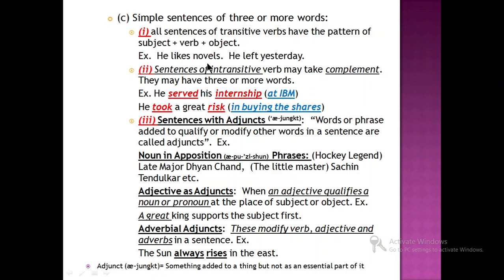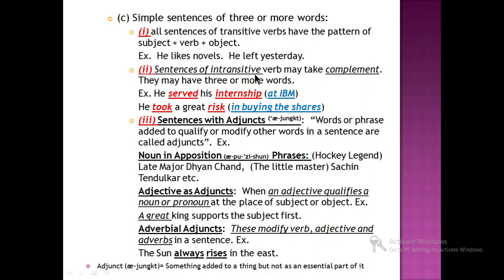He likes the novels. वो novels पसंद करता है. He left yesterday. उसने इसे कल छोड़ दिया. He likes novels. He left yesterday. These are some of the sentences जहां पर 3 words का यूज किया गया है. आगे लेके चलते हैं sentences of intransitive verbs. याद रखिएगा intransitive जहां पर there isn't any essentiality, there isn't any need of an object.